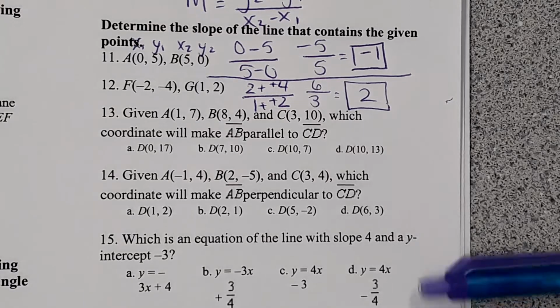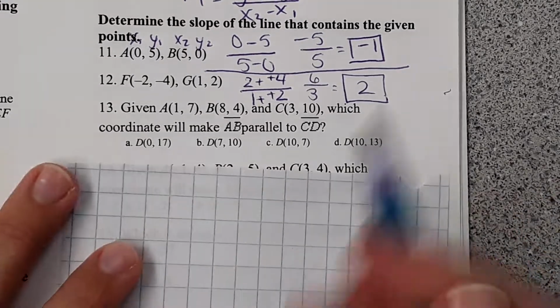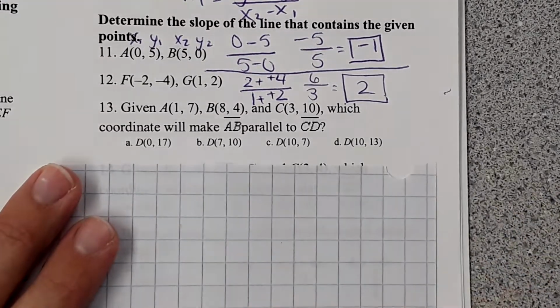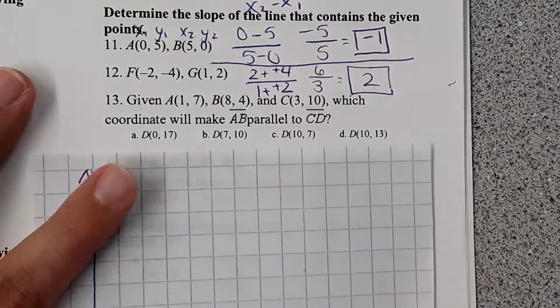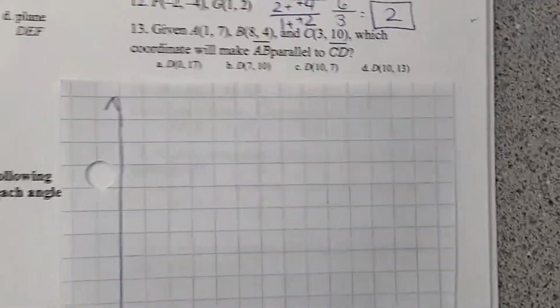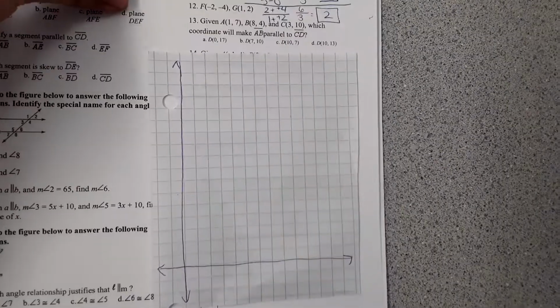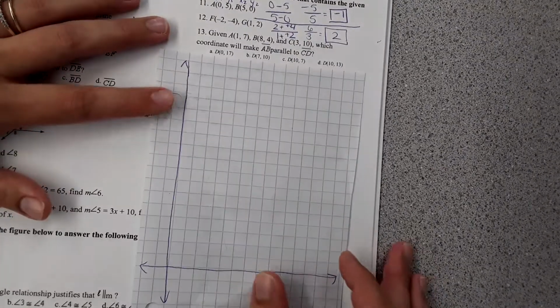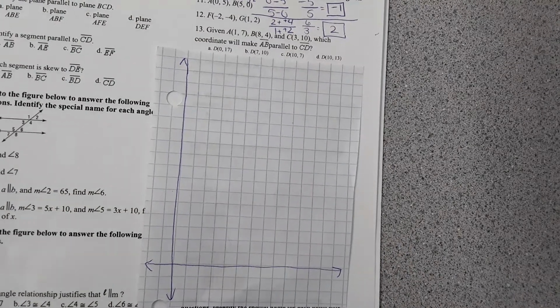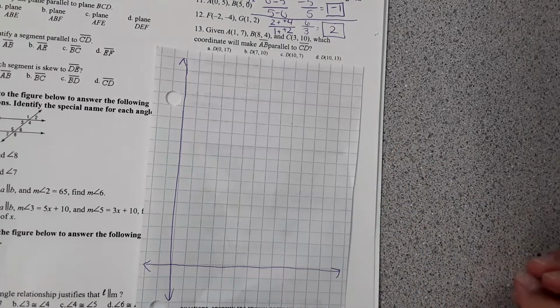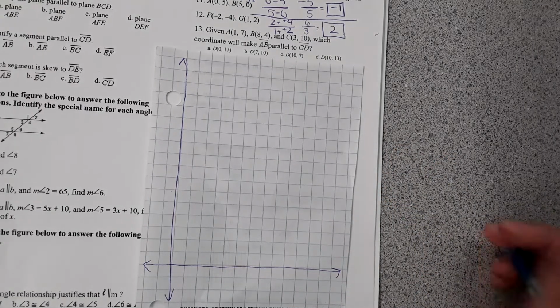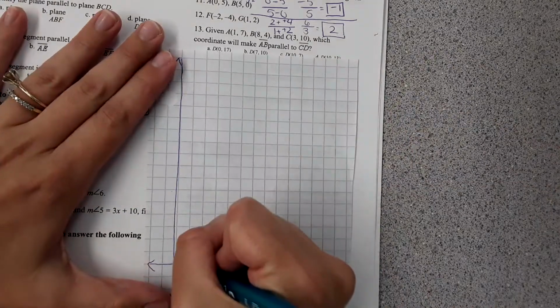Number 13. It gives you 3 points. It says which coordinate will make AB parallel to CD. The best way to do this is just to draw it out. Make your coordinate plane like this so that it will fit on it. And then I'm going to plot the points it gave me.